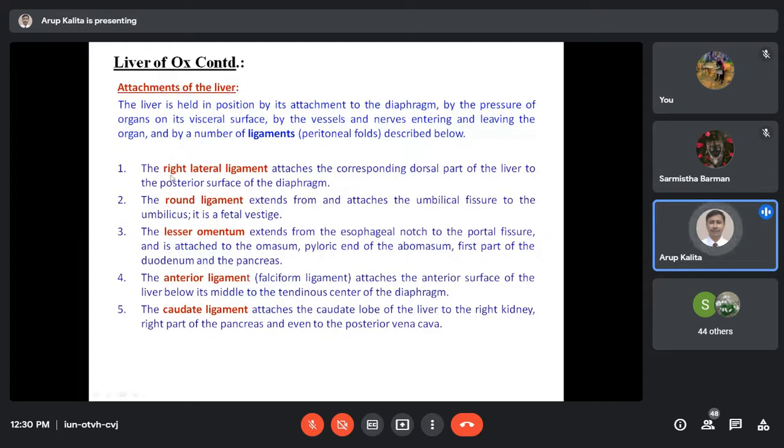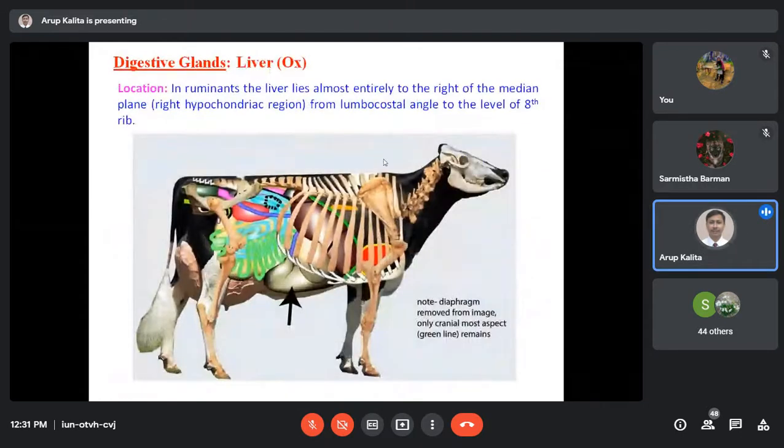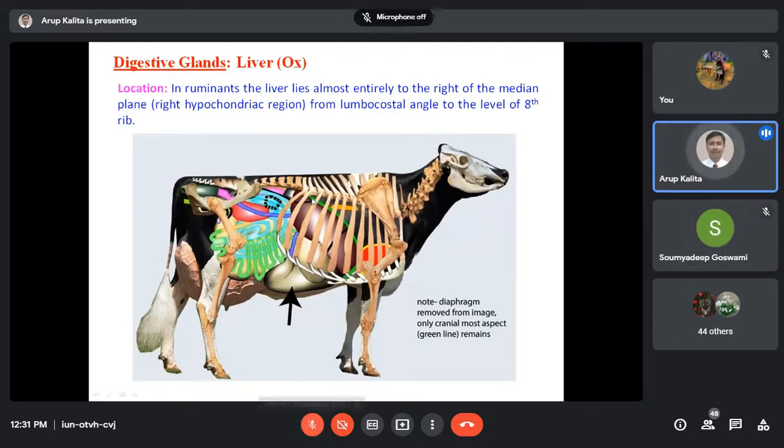The first one is the right lateral ligament. This right lateral ligament attaches the corresponding dorsal part of the liver to the posterior surface of the diaphragm. Dorsal part of the liver to the posterior surface of the diaphragm. You see. Here you see, the dorsal part of the liver. This is the dorsal part of the liver or not? Yes, sir. And this green color is the diaphragm.